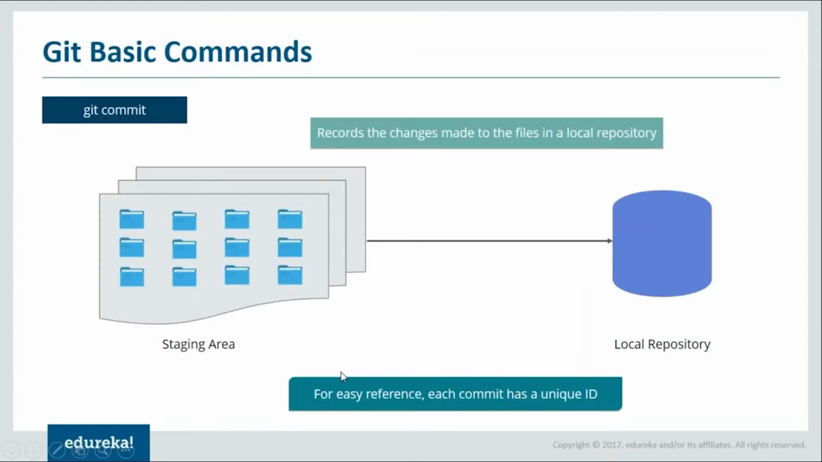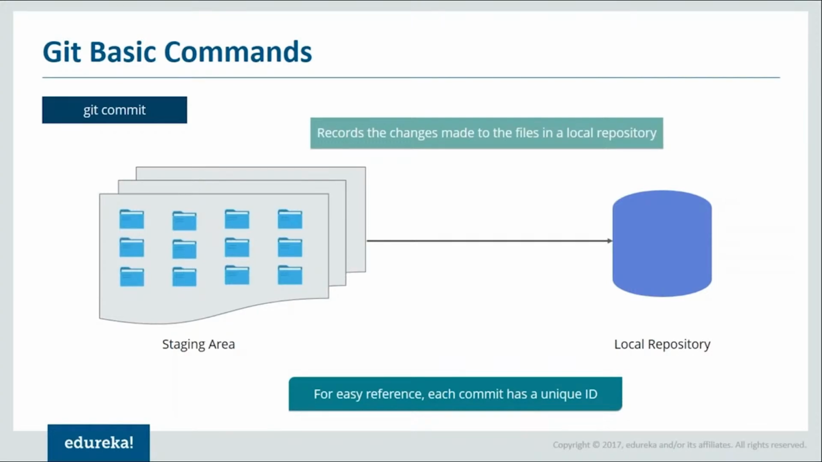Now we are going to see the git commit command. So git commit basically records the changes made to the files in a local repository. So you have all the modified files in the staging area. So when you make a commit, it'll basically record the changes that you have made to the files in that local repository. And for easy reference, each commit has a unique ID.